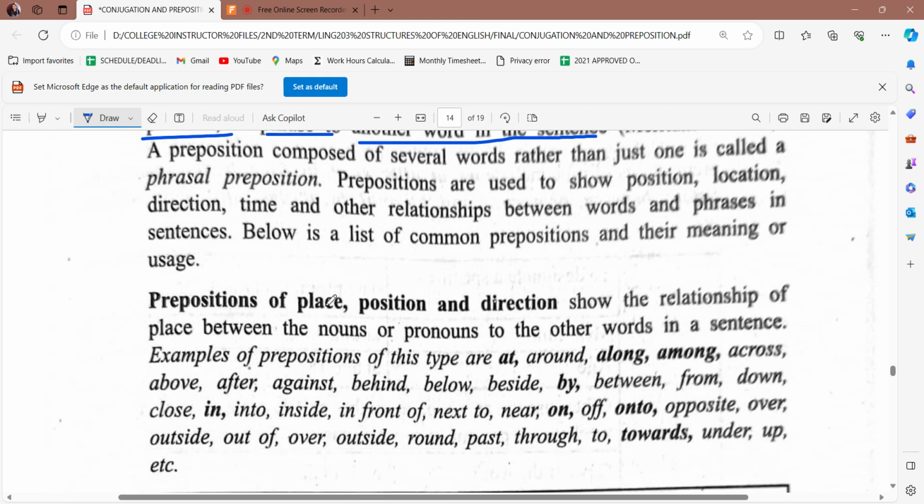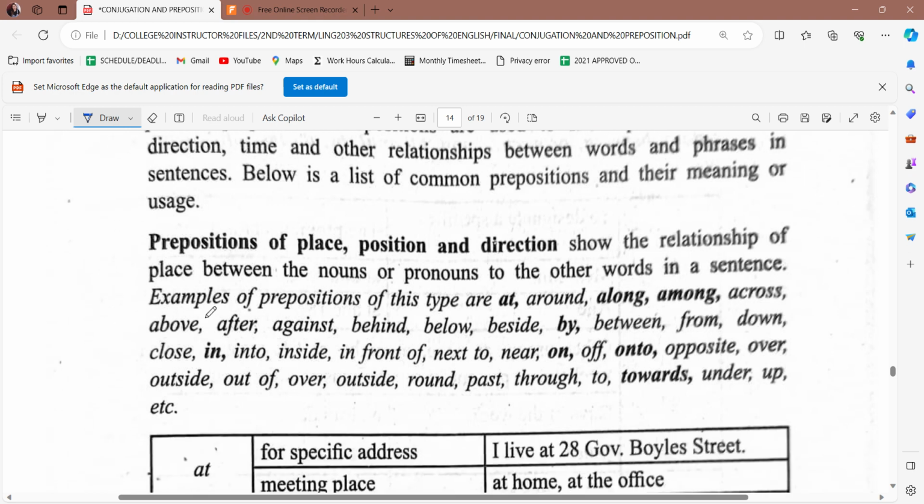So here are the common prepositions and their meaning or usage. We have the preposition of place, position, and direction. It shows the relationship of place between the nouns or pronouns to the other words in a sentence. These are example prepositions of this type.